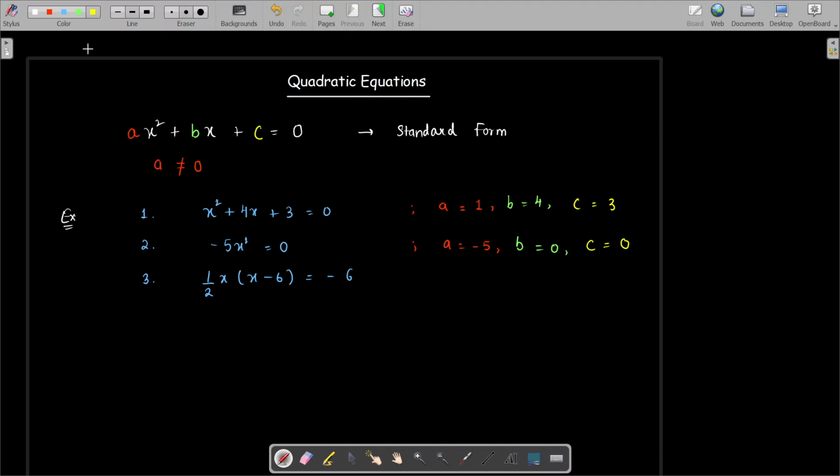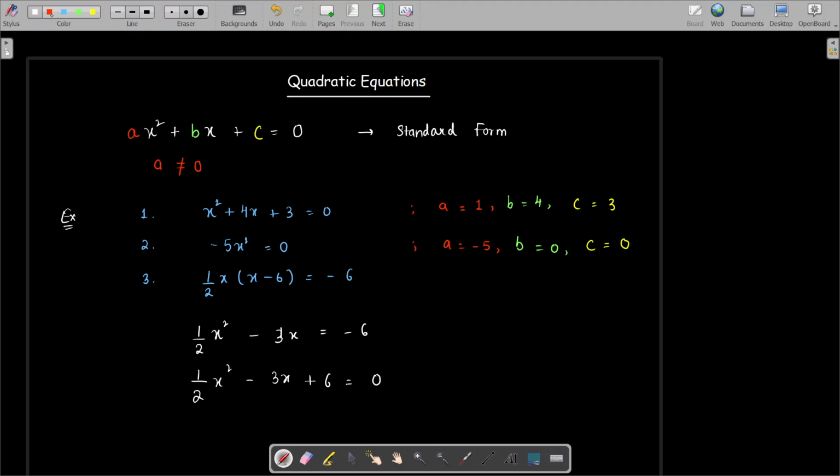Now in the third one, we need to apply the distributive property in order to rewrite it in the standard form. So let's distribute this 1/2 x. You get 1/2 times x² minus 1/2 times 6, which is going to give us 3x, equals -6. It is still not in the standard form. In the standard form, the right hand side should always be 0. So we are going to add 6 on both sides: 1/2 x² - 3x + 6 = 0.